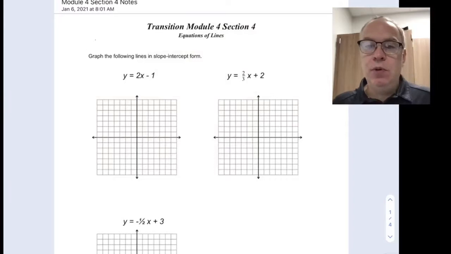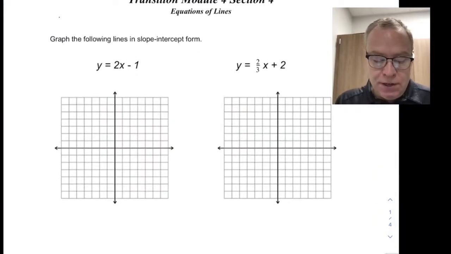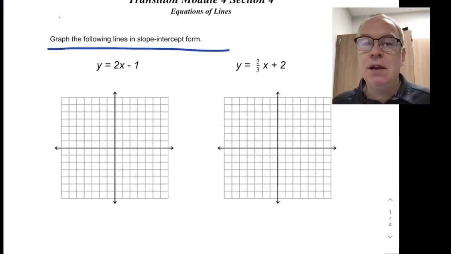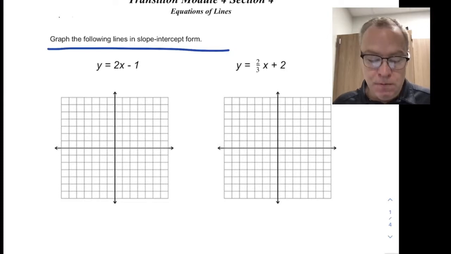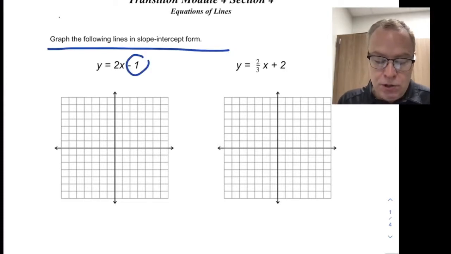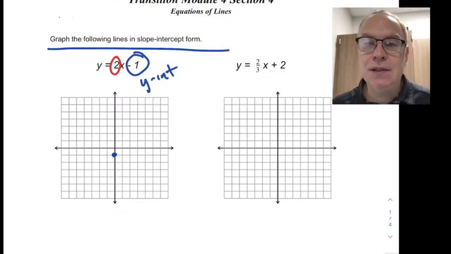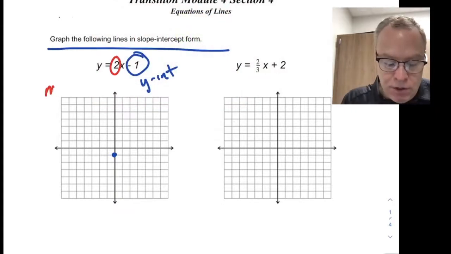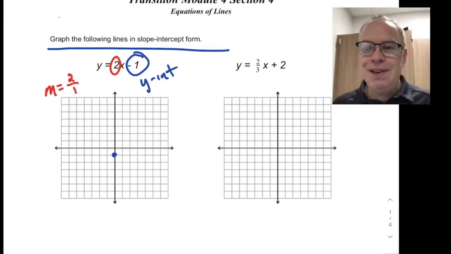All right, just a review of graphing here. It says graph the following lines in y equals mx plus b form, that's slope-intercept form. So you always use this number first. I'm going to go down one, put a dot, that's your y-intercept. And then your slope is the number in front of the x. In this case, it's 2. So we have the slope is 2 over 1. I'm going to write it as a fraction because slope is rise over run. It's the angle of the line.